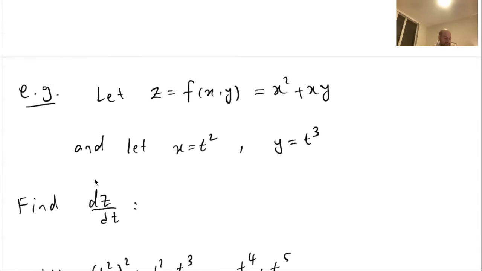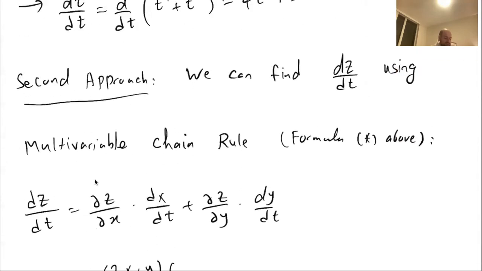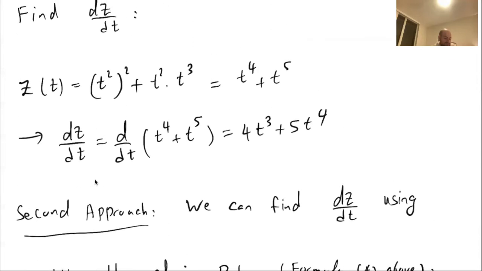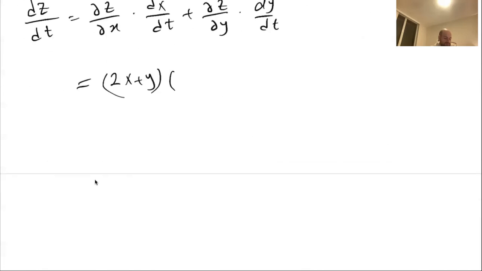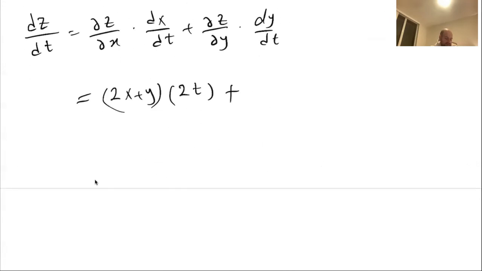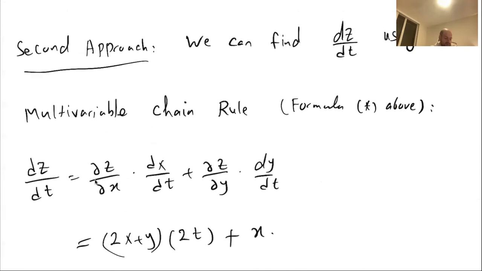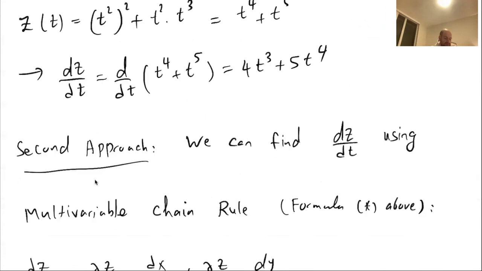dz/dx is the derivative of z with respect to x. z is x squared plus xy, so with respect to x the derivative would be 2x plus y, times dx/dt. x is t squared, so dx/dt is 2t. The derivative of z with respect to y is just x. And dy/dt, the derivative of y with respect to t, will be 3t squared.